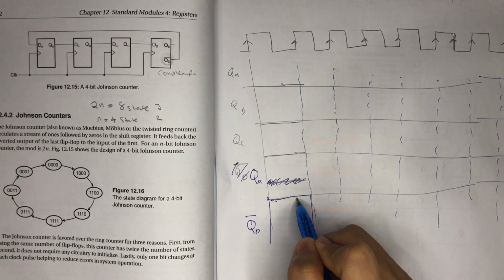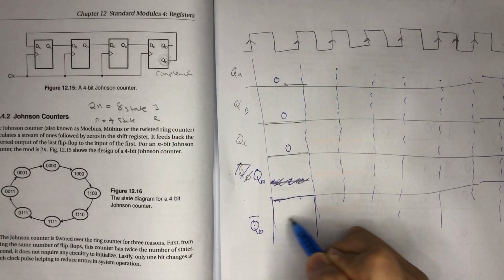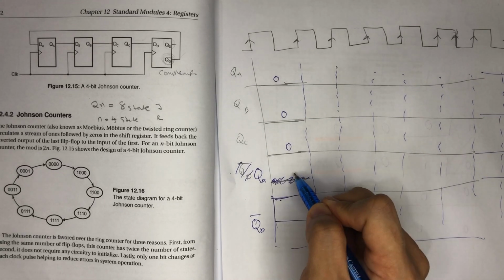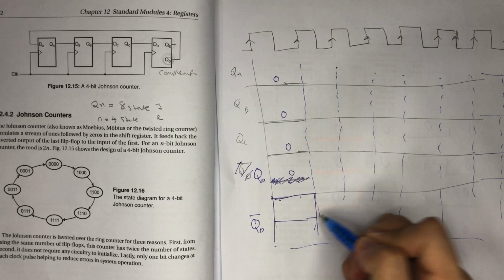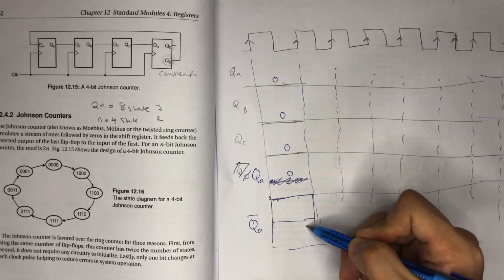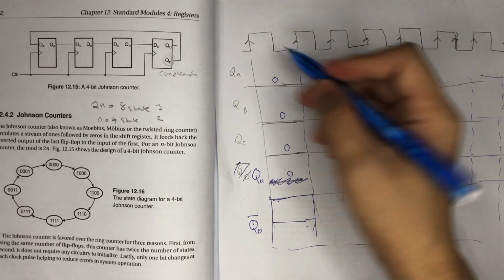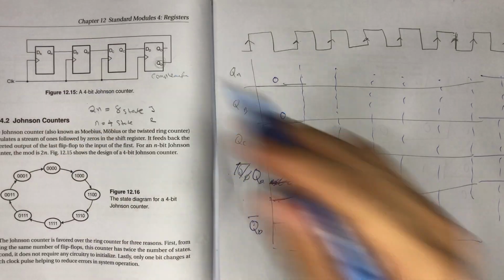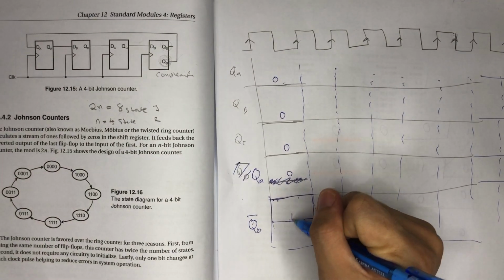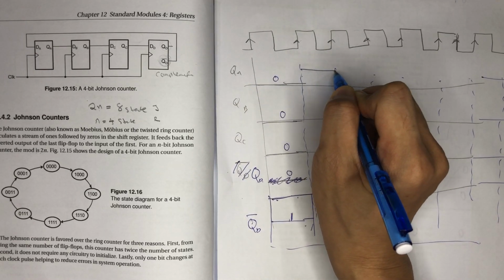So at the beginning, that's why you have 0 0 0. However, for QD bar you have it as 1 because it's the complement of D. And what happens at the next stage is that this D will be transferred to this QA as the first input. Then at the next rising edge, your QA will be 1 here.